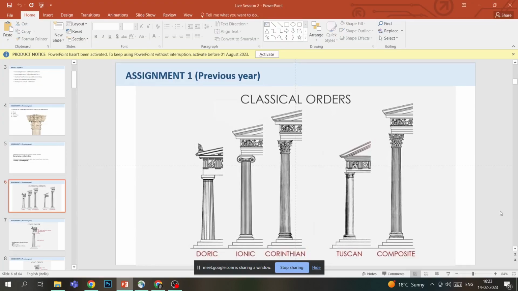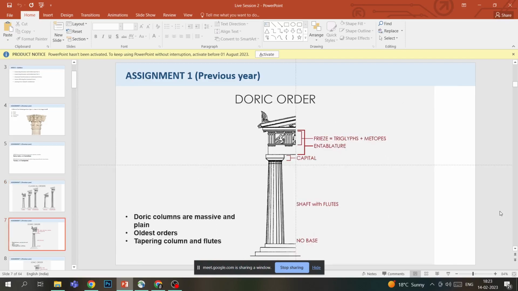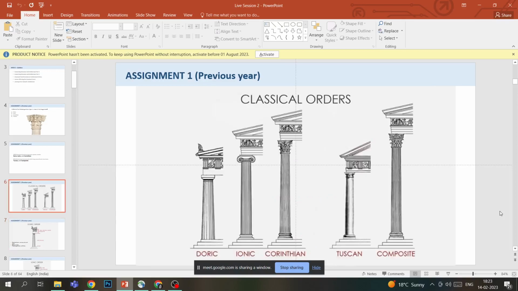So these are the five orders. We will understand all of these orders so you can answer these questions better. So, what is a Doric order? The main features of a Doric order are that they are massive, huge in size. As you can see in this image, other columns are comparatively thin or slender than Doric. Doric is the more massive and broader one.